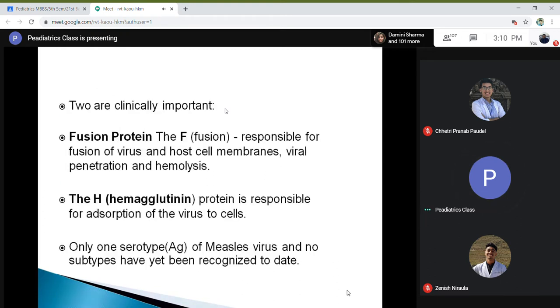There are two of clinical importance, the fusion protein and the hemagglutinin. The fusion protein is responsible for fusion of the virus and the host cell's membrane, allowing viral penetration and leading to hemolysis. The other is HN, hemagglutinin, which is responsible for the adsorption of the virus to your cell. It is good that there is only one serotype of measles virus and no subtypes recognized to date. That may be why we have a stable vaccine. There is no frequent antigenic change like influenza, which would make it difficult to get a stable vaccine.